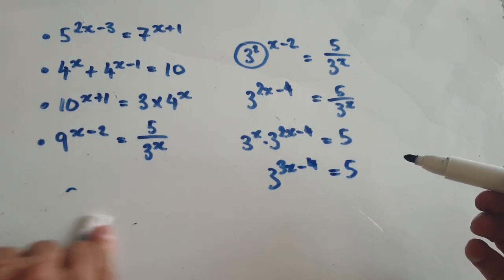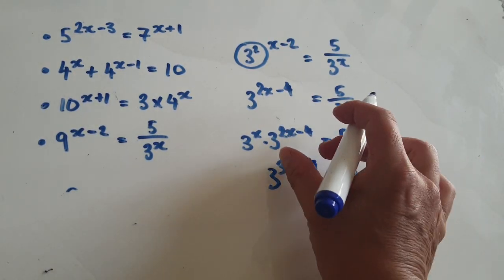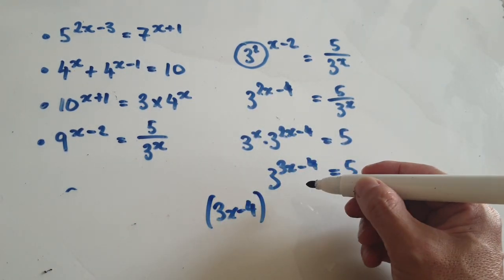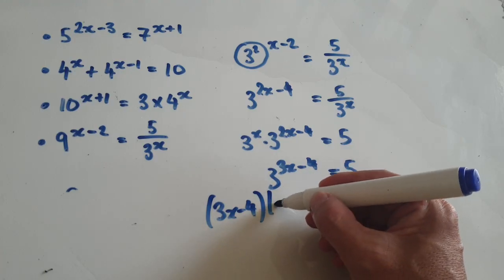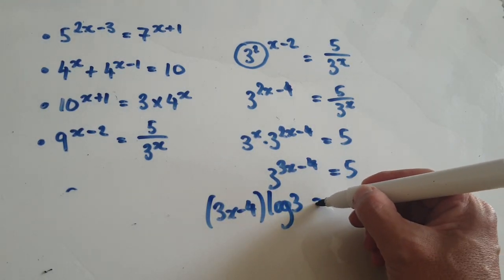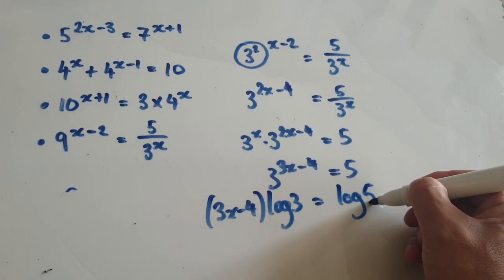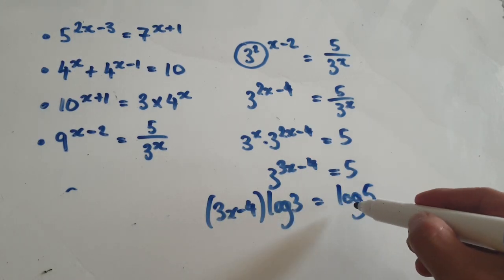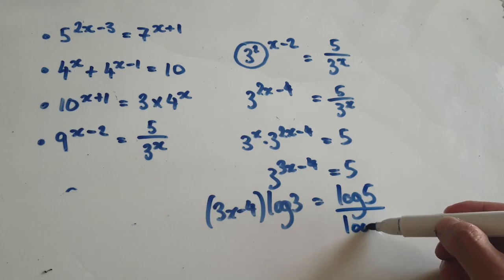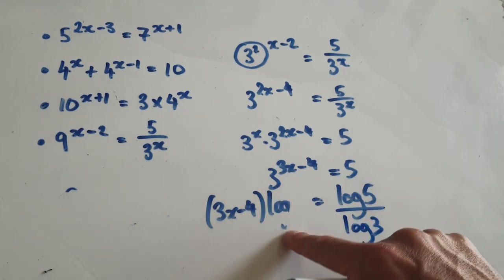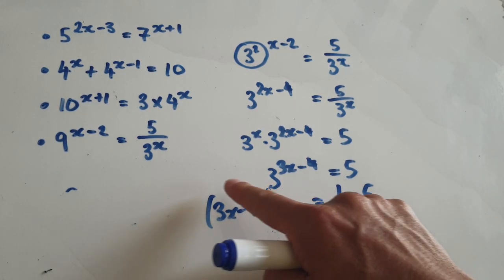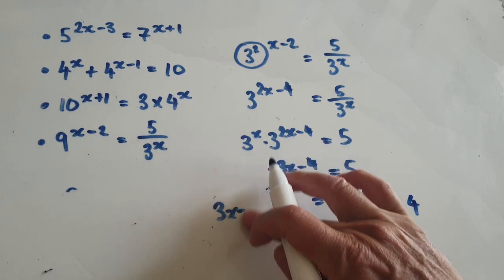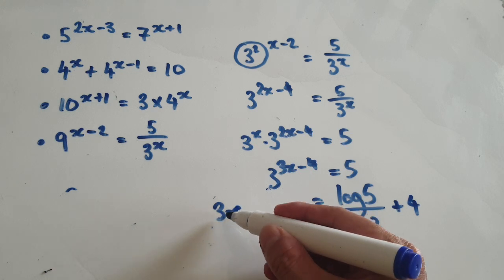So now log equally to both sides. So the power is able to come down. So that will be 3x minus 4 brackets log 3 equals, and then log the right hand side. And then now get x on its own. So divide by log 3. That will then give us this. And then add 4. And then divide by 3.